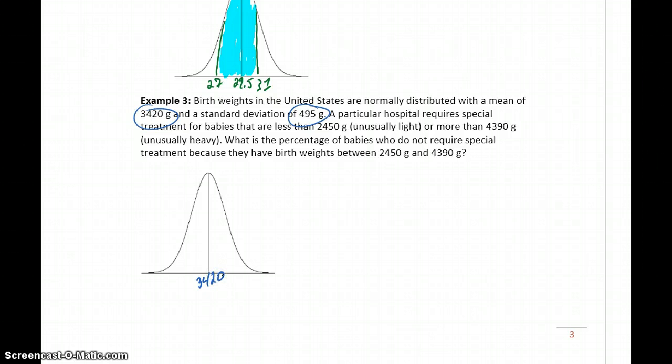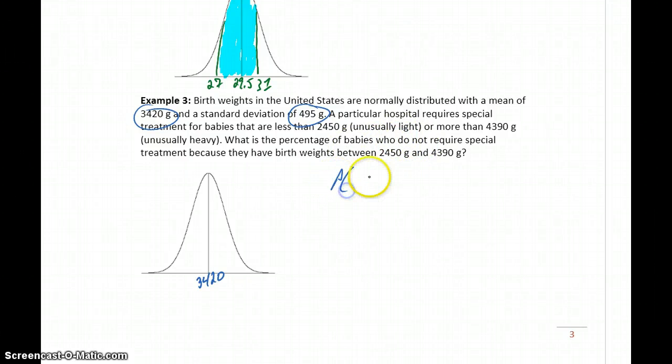A particular hospital requires special treatments for babies who are less than 2,450 grams or more than 4,390 grams. So those are considered unusually light or unusually heavy babies that require additional care. We want to know what's the percentage of babies who don't require special treatment because they're in that normal birth weight range.